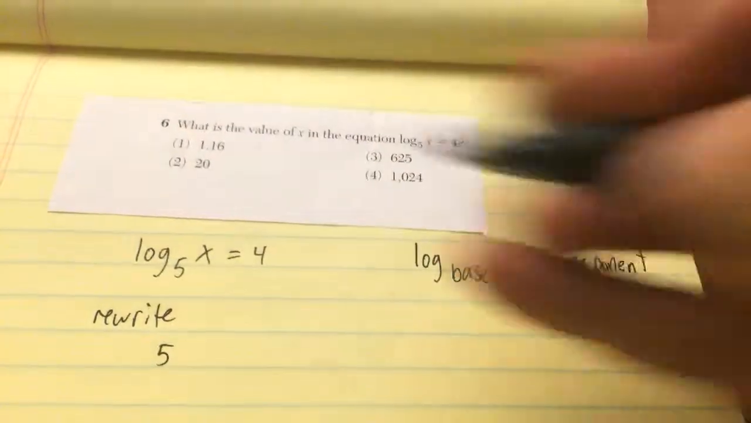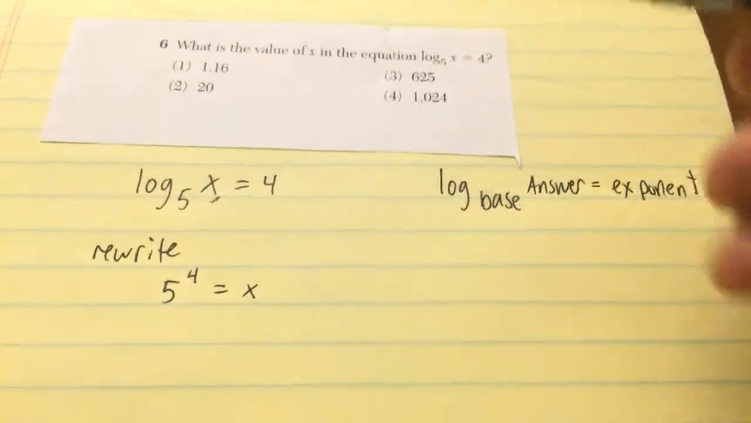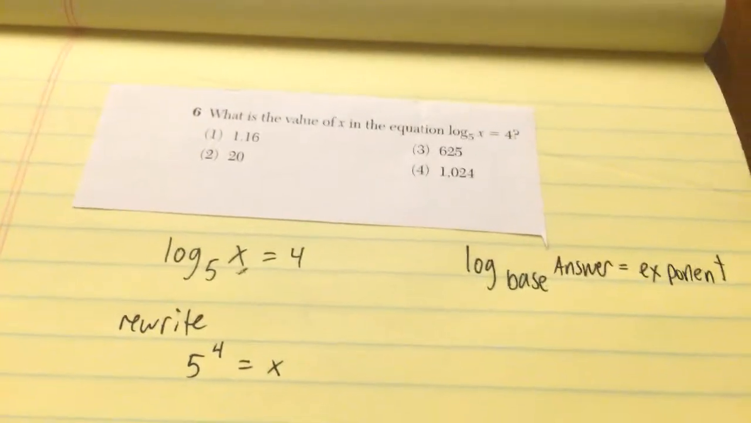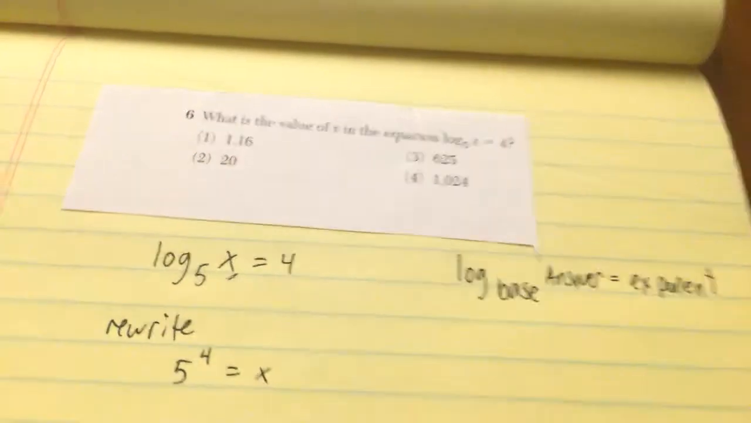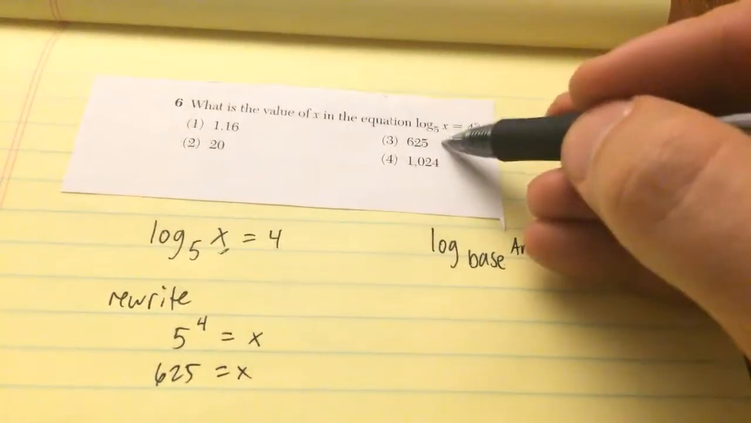This is always going to be your exponent. And then whatever is here is technically what we call your answer. It's on the right side of the equation by itself. 5 to the 4th power is the same as 625. Choice number 3.